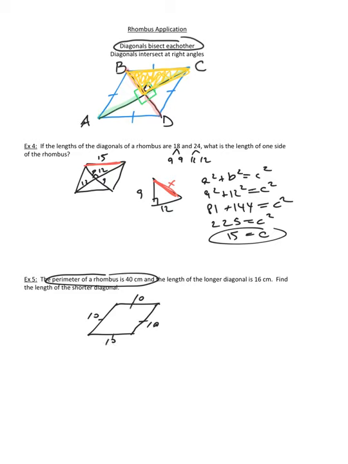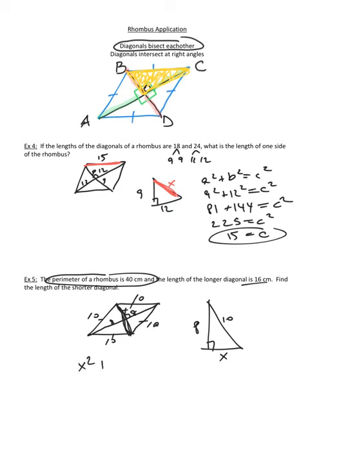The length of the longer diagonal is 16. So the longer diagonal is this one. So if it's 16, then each half of it must be 8. And they want to know the length of the shorter diagonal. So I'm basically looking for this here. If I zoom into the right triangle, I know the hypotenuse is 10. I know that this is 8, and I'm looking for this length, this leg.